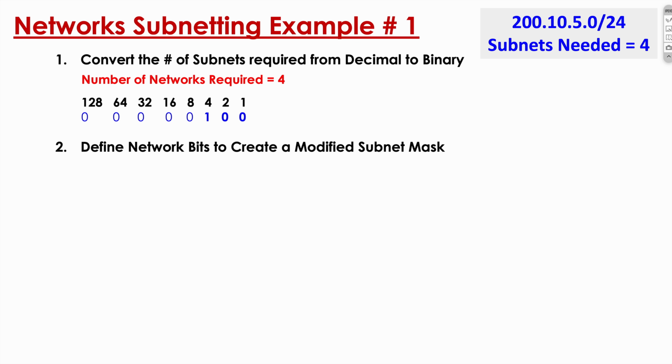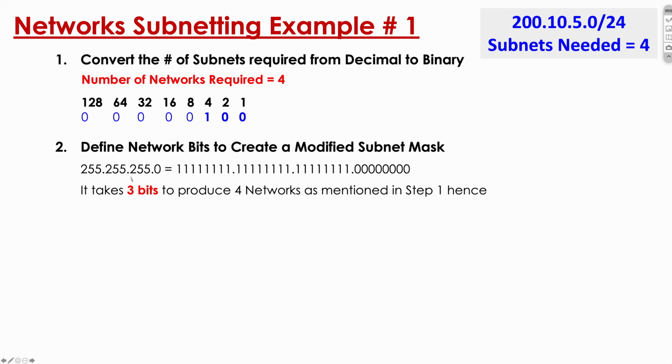Now, what we do next is we define the network bits to create a modified subnet mask. So the default subnet mask we have in /24, by now you guys know, is 255.255.255.0, which equals a bunch of 1s in the first octet, a bunch of 1s in the second octet, a bunch of 1s in the third octet, and all 0s in the fourth and the last octet. Well, we learned from the previous step that it takes 3 bits to produce 4 networks. What that means is we're going to go ahead and borrow 3 bits from the host address.